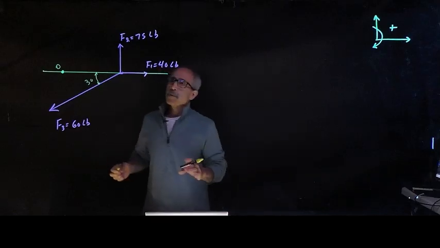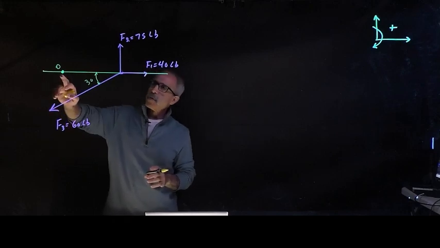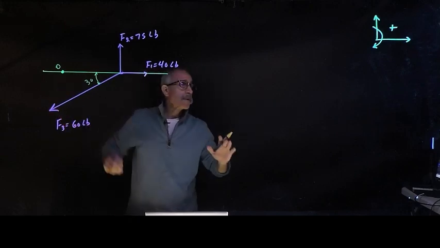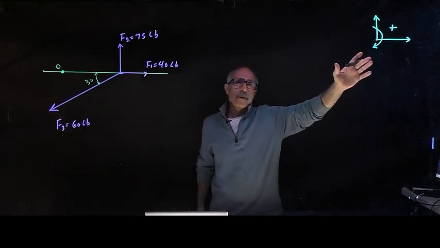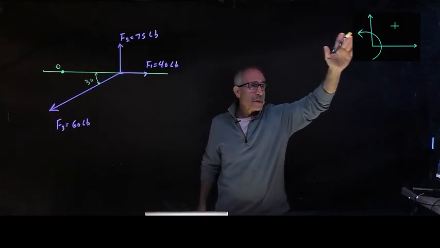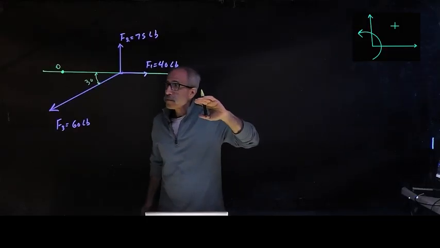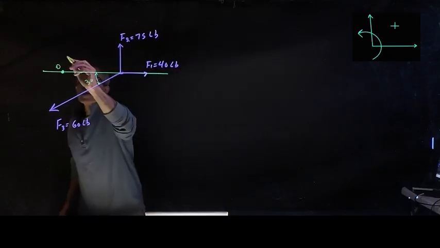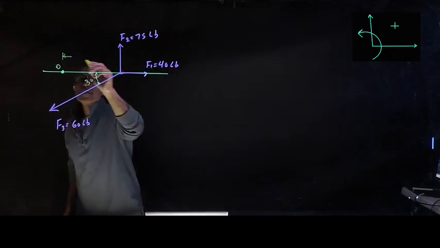All right, so now we've got this situation. We'd like to take a moment about O. Again, remember, we're going to use our sign convention: to the right is positive, up is positive, counterclockwise is positive. And the distance right here, let's say this is about 5 feet.